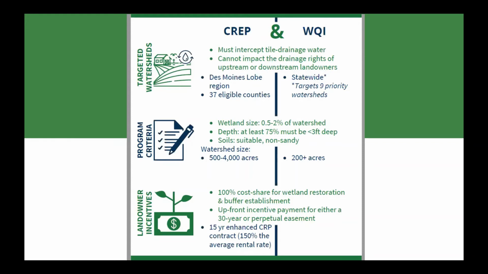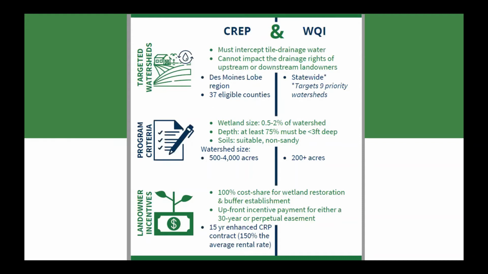And then also we need good materials for building that berm. If you have something that's too much gravel, too much sand, that's not going to hold over the course of time. And the nice thing too is we're a little bit more flexible on the size of these projects as far as the drainage area goes. With CREP, we're restricted between 500 and 4,000 acres of drainage area. For WQI, we can do sites over 200 acres plus.